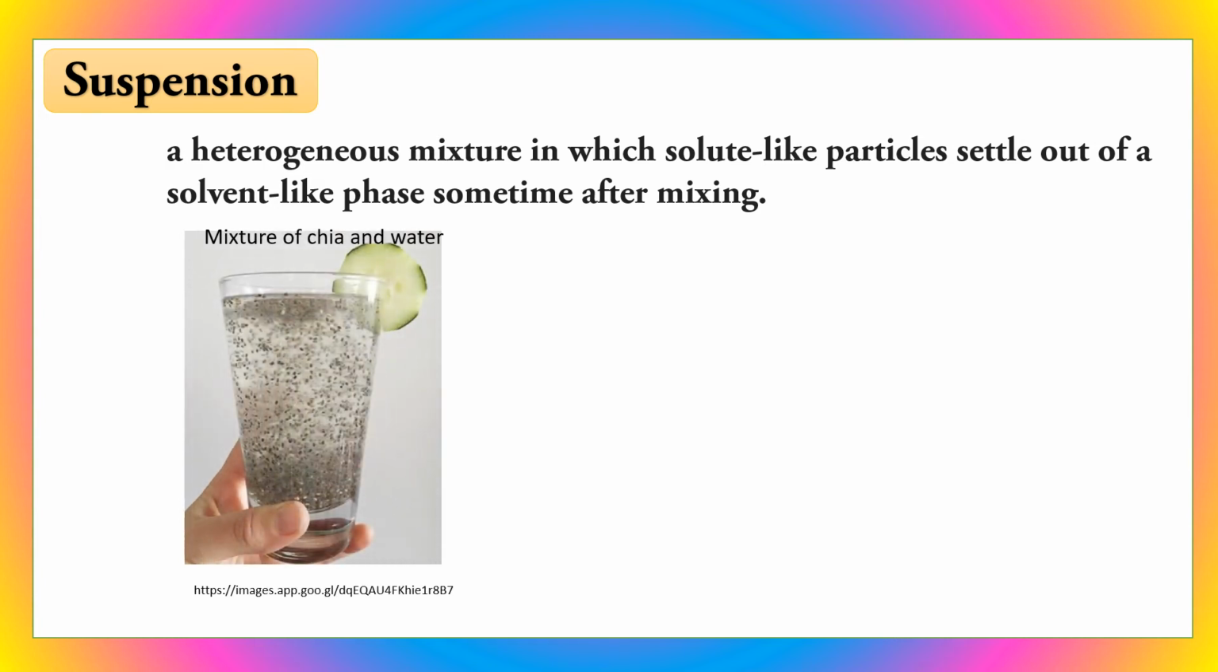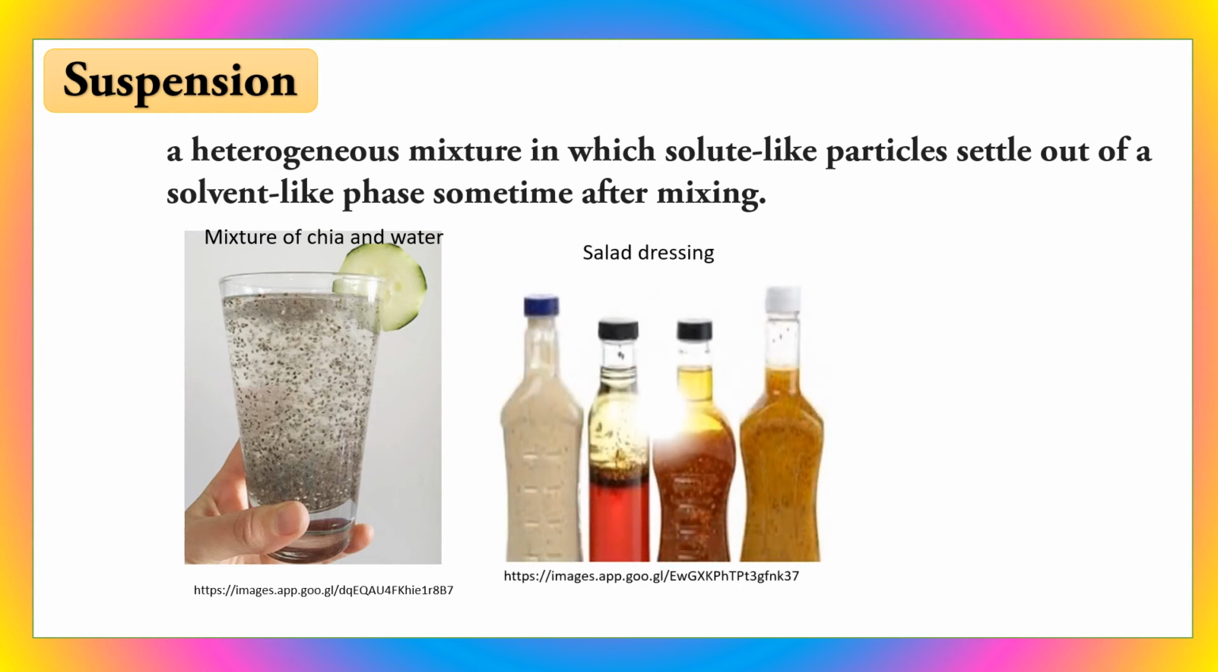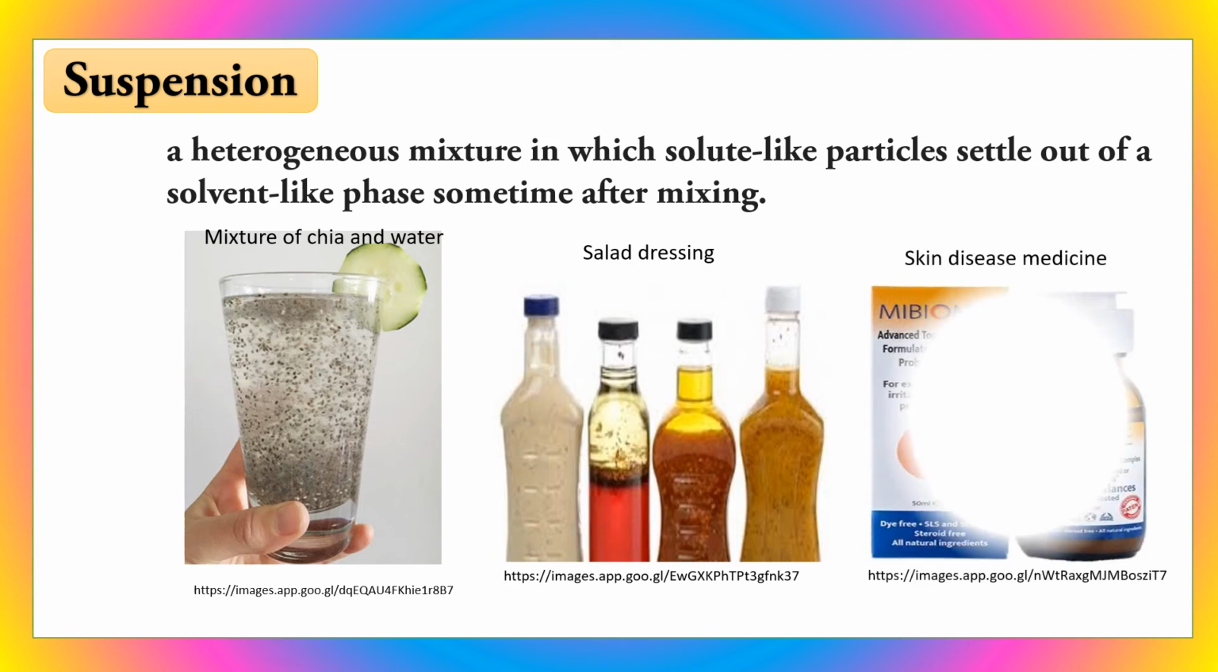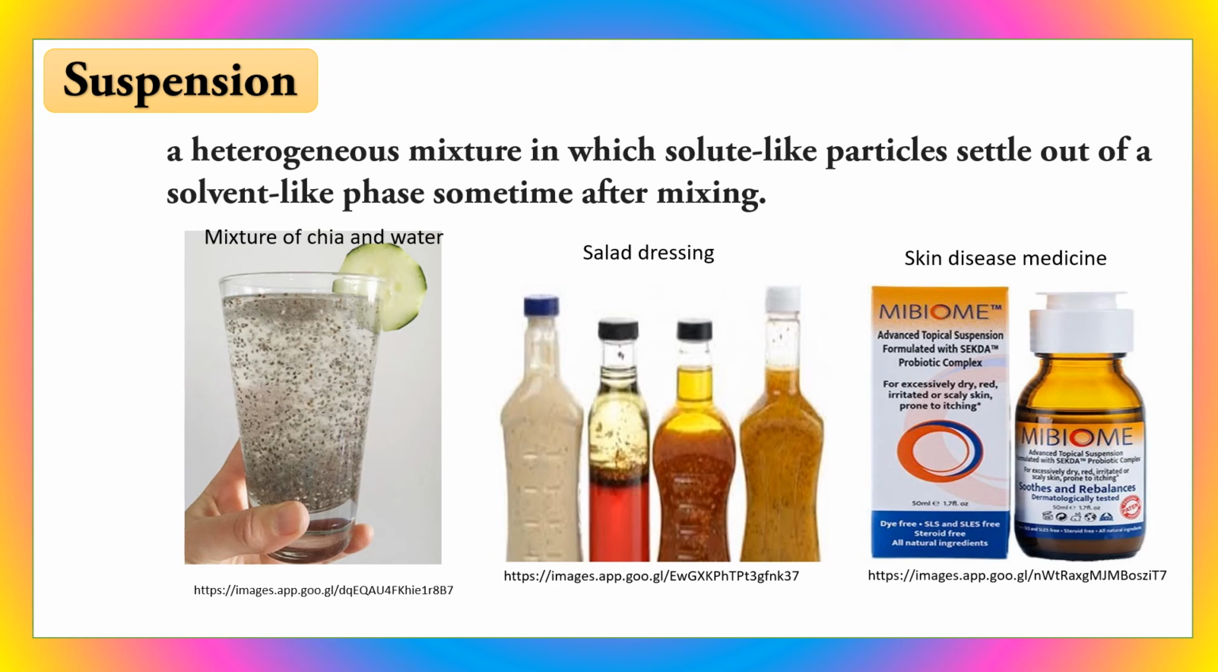For example, this is a mixture of chia and water, a common drink used by those people who are on a diet. So chia, the small black particles there, and we have the salad dressing. They're already suspended in the liquid. So see, there are suspended particles. Salad dressing, and another example is skin disease medicine.